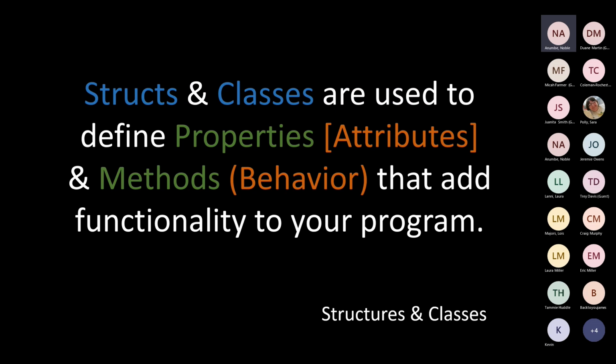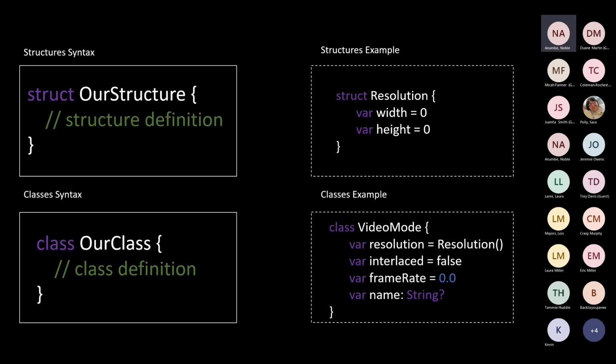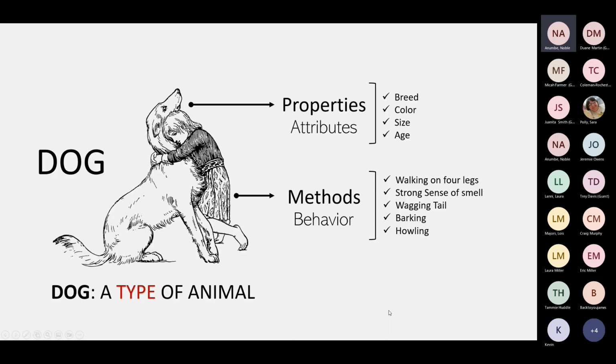When you go into your Xcode, you're always going to see structures and classes. Most often, you're going to see structures. They're used to define properties and methods, like I already showed, that add functionality to your program. So these are examples of classes and structures. Look at them, they're almost the same thing. But there are slight differences. Both of them have properties and methods.